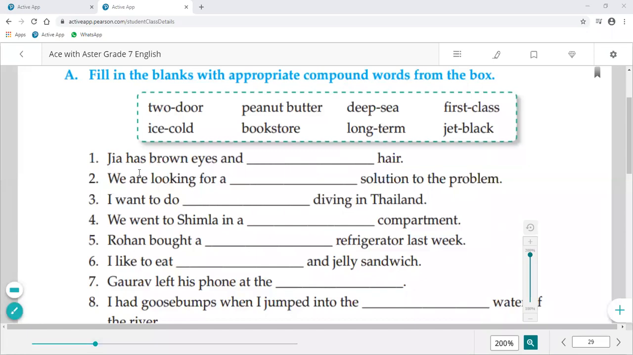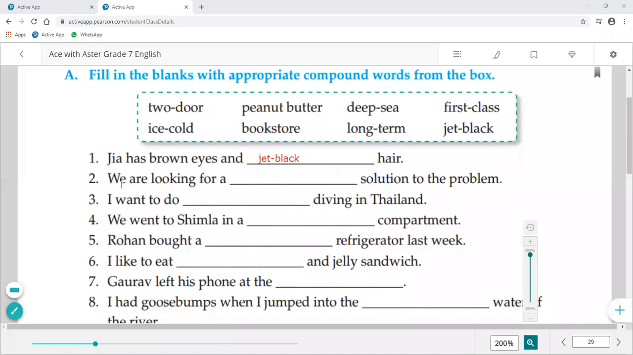So let's fill it. Jia has brown eyes and dash hair. Jia has brown eyes and very dense black hair, so what will we write here? Jet black. Okay, what will I write over here? Jet black. Now you have to tell me which kind of compound word this is. We use a hyphen here, so it is a hyphenated compound word.